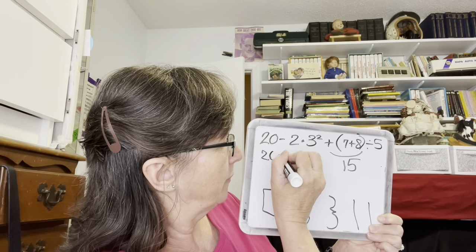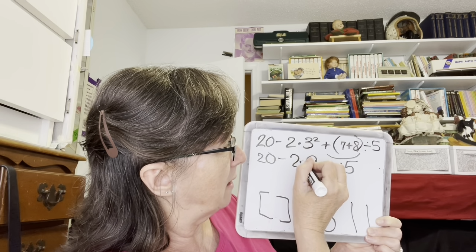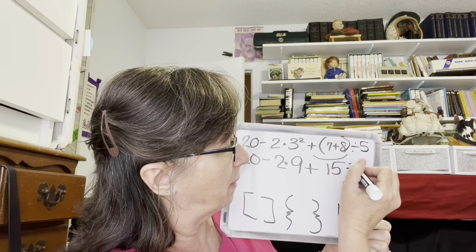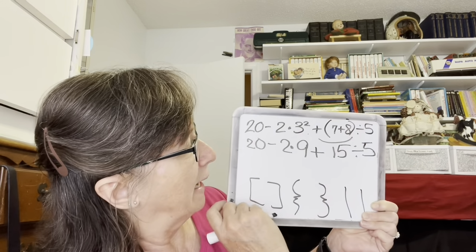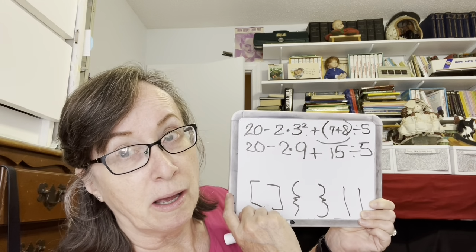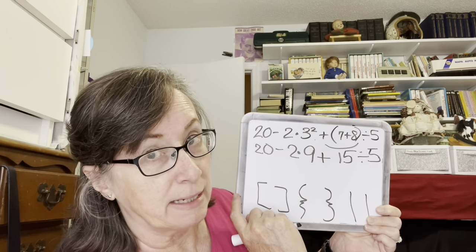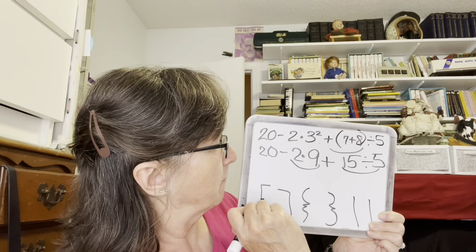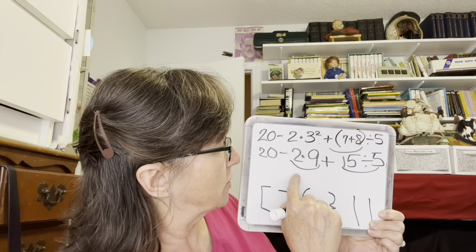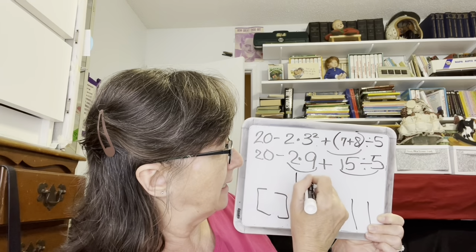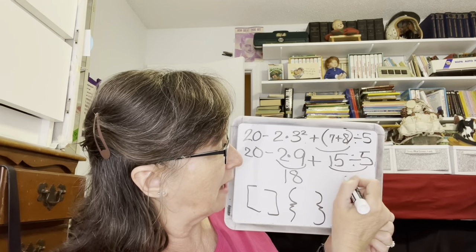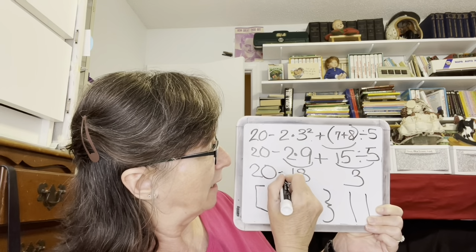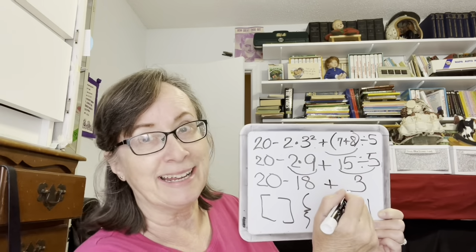20 take away 2 times 3 squared plus 15 divided by 5. Okay, so now we're going to multiply or divide left to right. So here we have a multiplication, and here we have a division. So we're going to do the leftmost first. 2 times 9 is 18. 15 divided by 5 is 3. Now let's go write what we have. 20 take away 18 plus 3.